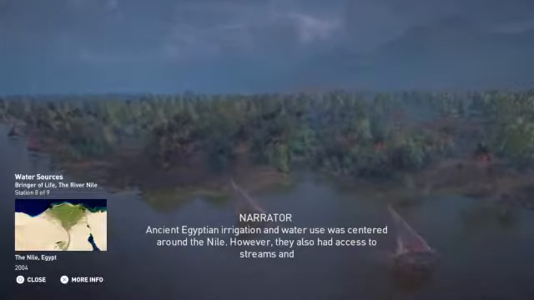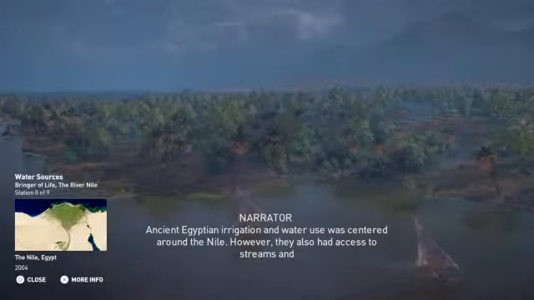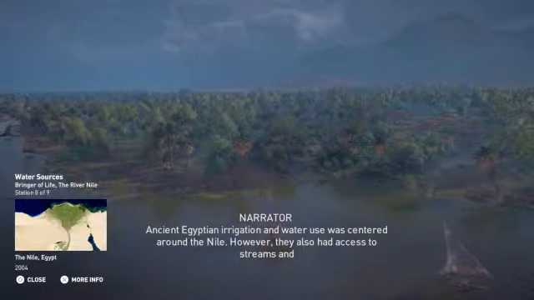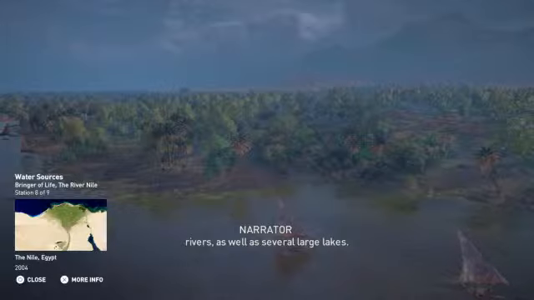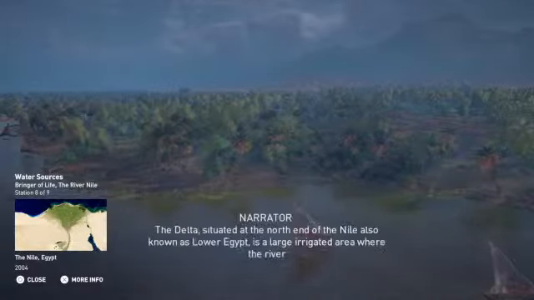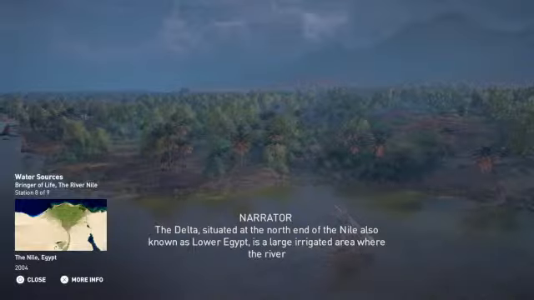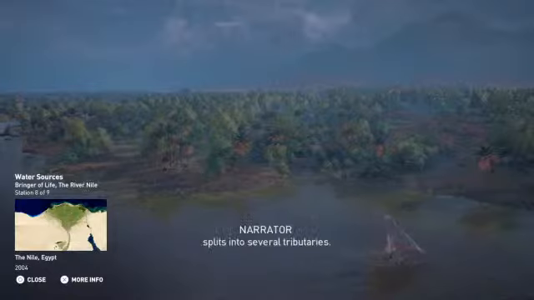Ancient Egyptian irrigation and water use was centered around the Nile. However, they also had access to streams and rivers, as well as several large lakes. The Delta, situated at the north end of the Nile, also known as Lower Egypt, is a large irrigated area where the river splits into several tributaries.